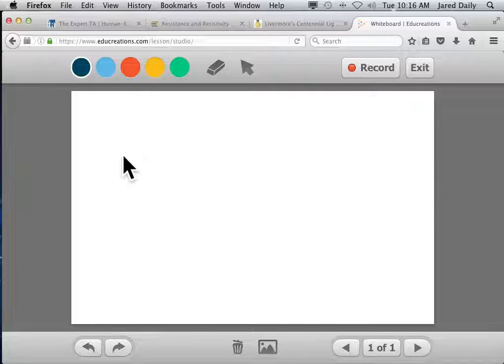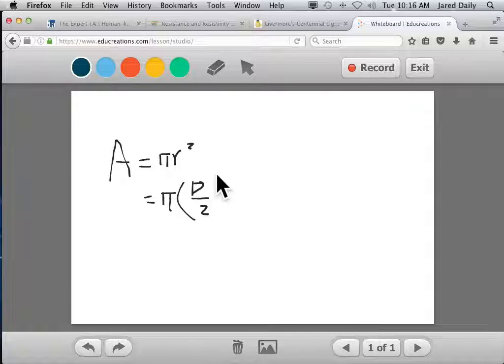So the area for a circle is equal to pi r squared, right? But we don't have r. We're not looking for r. We have diameter. They've given us diameter, so r is diameter divided by 2, so it's pi times diameter divided by 2, squared. If we square this out, we get pi d squared over 4.